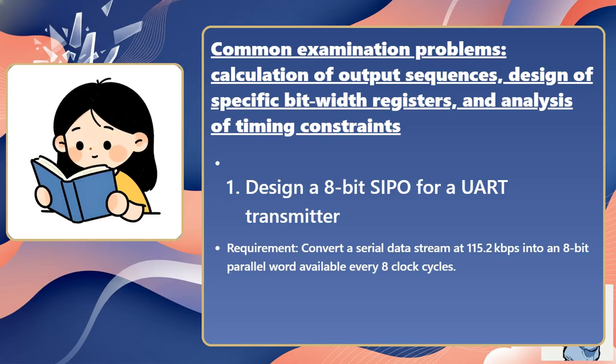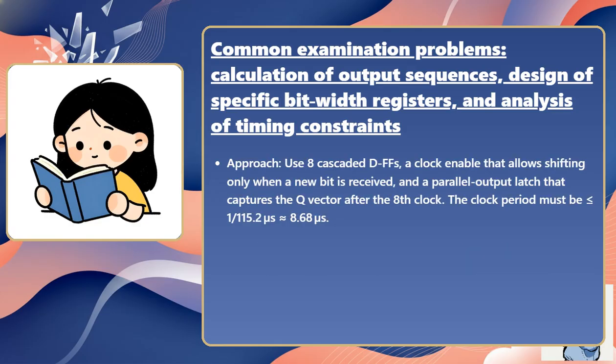2. Design an 8-bit SIPO for a UART transmitter. Requirement: convert a serial data stream at 115.2 kilobits per second into an 8-bit parallel word available every 8 clock cycles. Approach: use 8 cascaded D flip-flops, a clock enable that allows shifting only when a new bit is received, and a parallel output latch that captures the Q vector after the 8th clock. The clock period must be less than or equal to 1 divided by 115.2 kHz, approximately 8.68 microseconds.